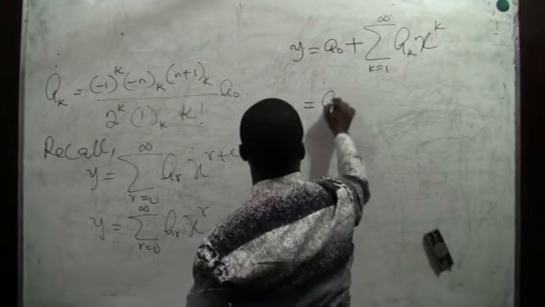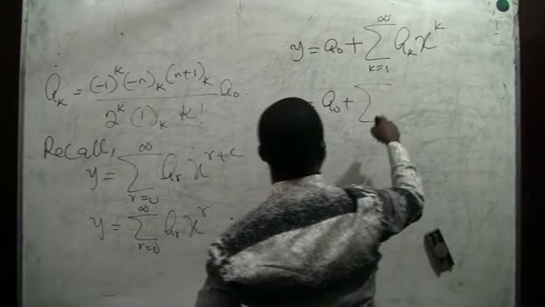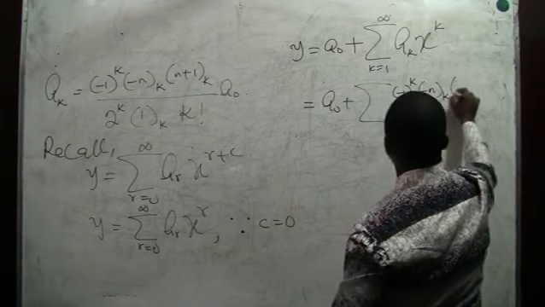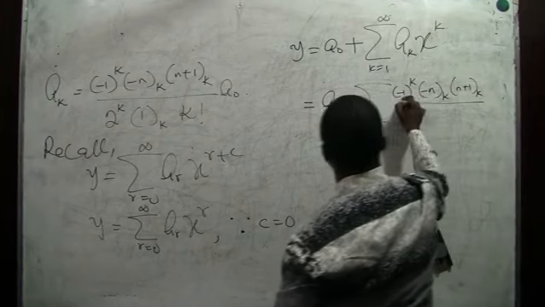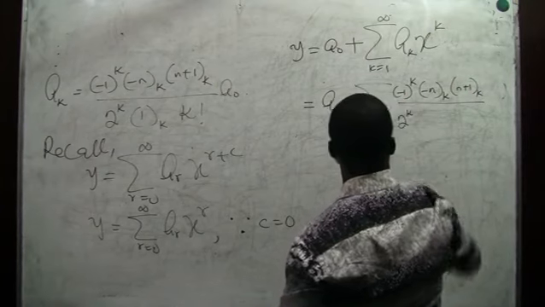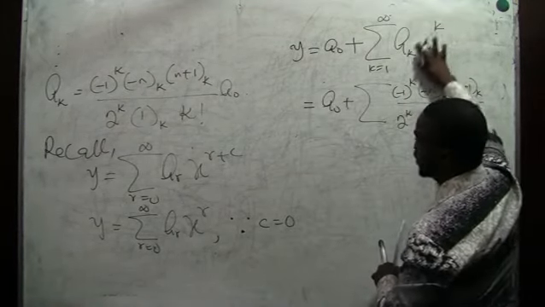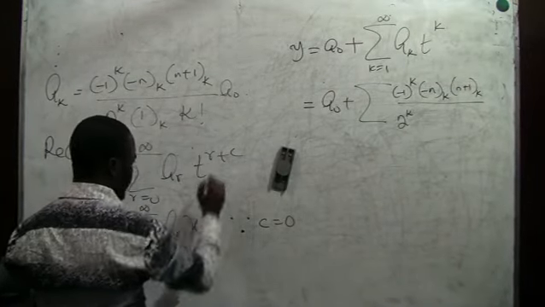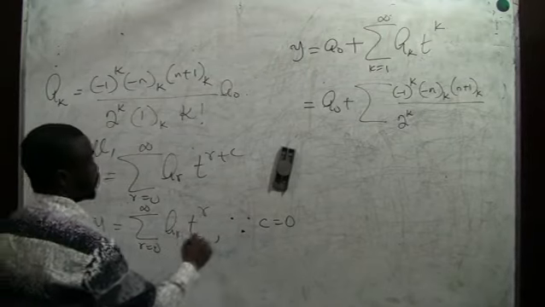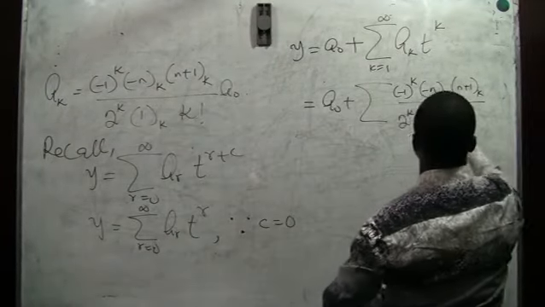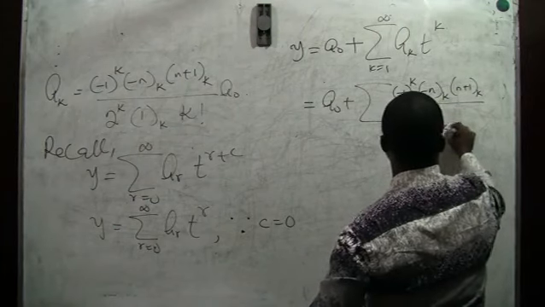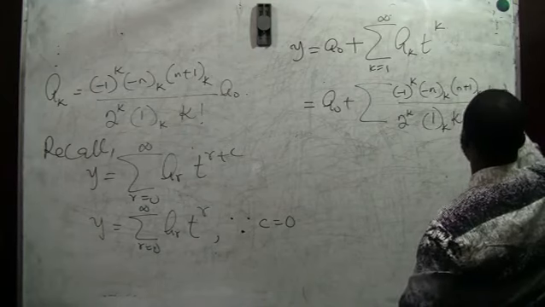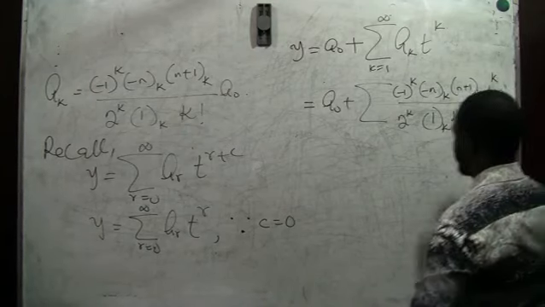Now we have this one to be a naught plus our a sub k, which is minus 1 raised to power k minus n sub k, n plus 1 sub k divided by 2 raised to power k. Oh, sorry, this is t. The variable of the solution is t, not x. So this is going to be t. Then 1 sub k, k factorial. Then we have this one to be t raised to power k a naught.